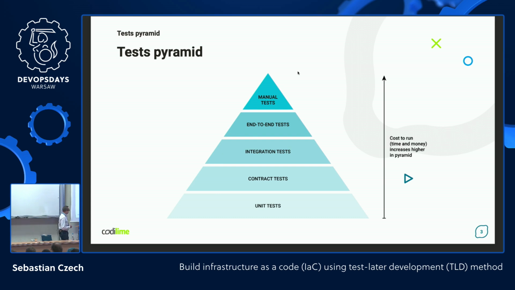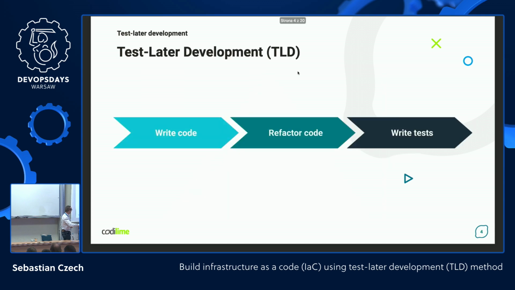And answering the question from the beginning, why that approach seems to be the best for infrastructure as a code. When we take a look at the costs, I mean the money and time, the cheapest are the unit tests and the most costly are end-to-end tests and manual tests. So that's why it's best to have a lot of unit tests, contract tests, and then few end-to-end tests because of that fact.